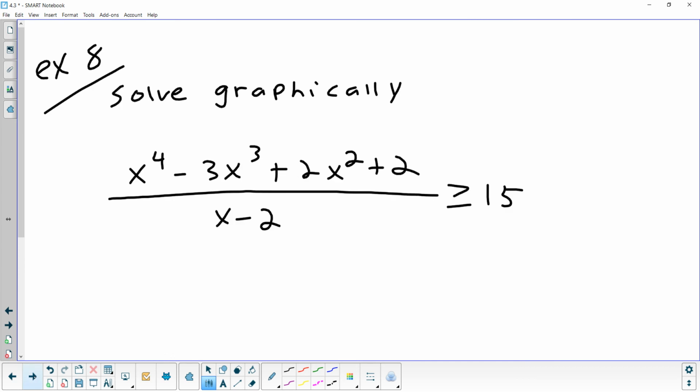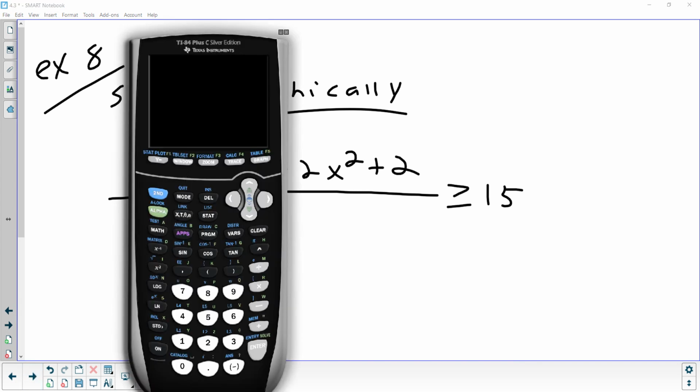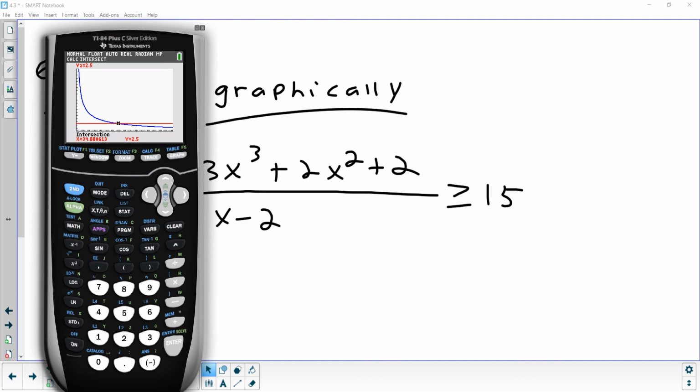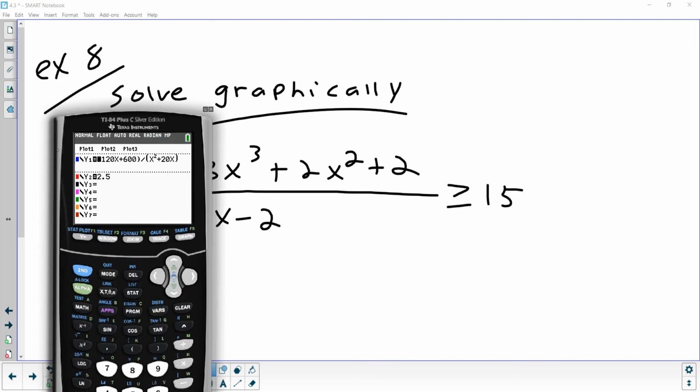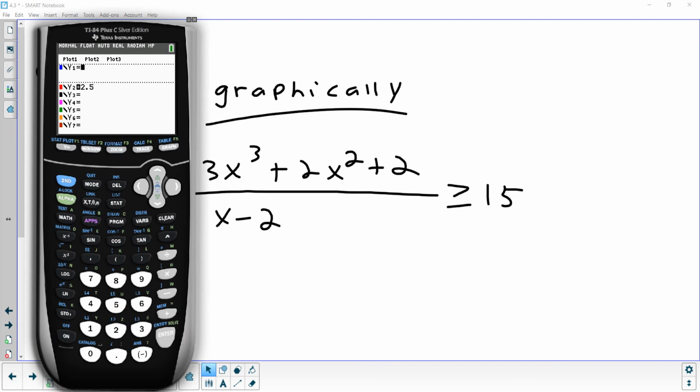All right. So this one would be harder to do algebraically because look at that numerator, right? That's a 4th degree. Usually we're not going to be able to factor a 4th degree polynomial very easily. So we're just going to graph it and calculate intercepts. All right, so let's type that in. And this will be the last one.